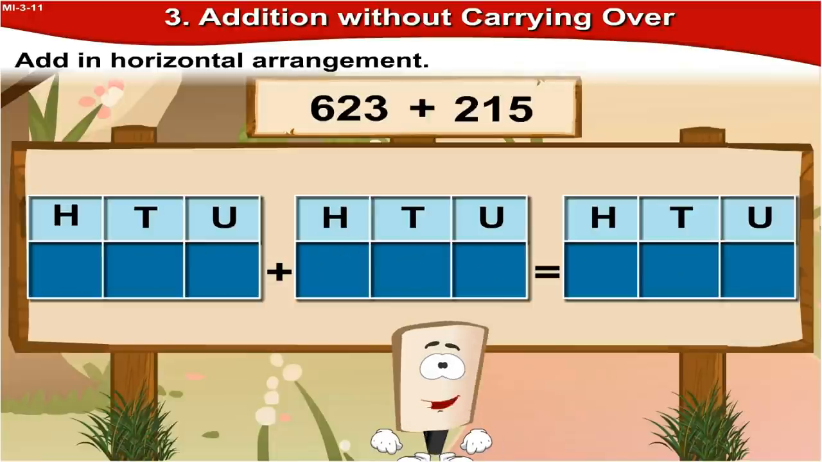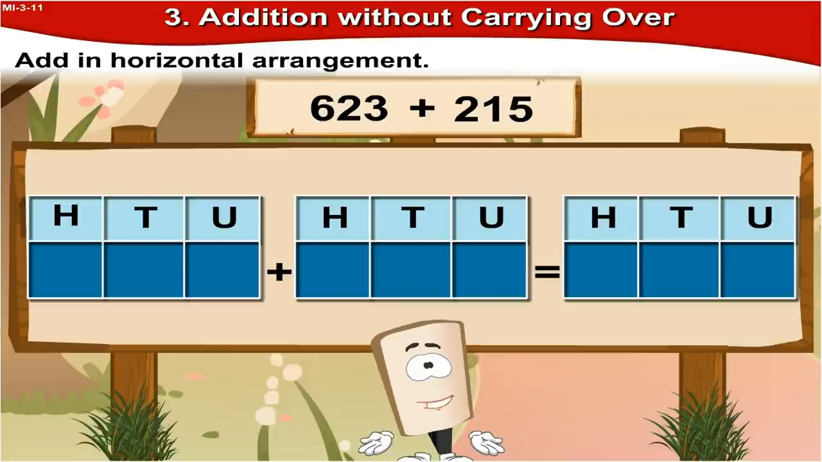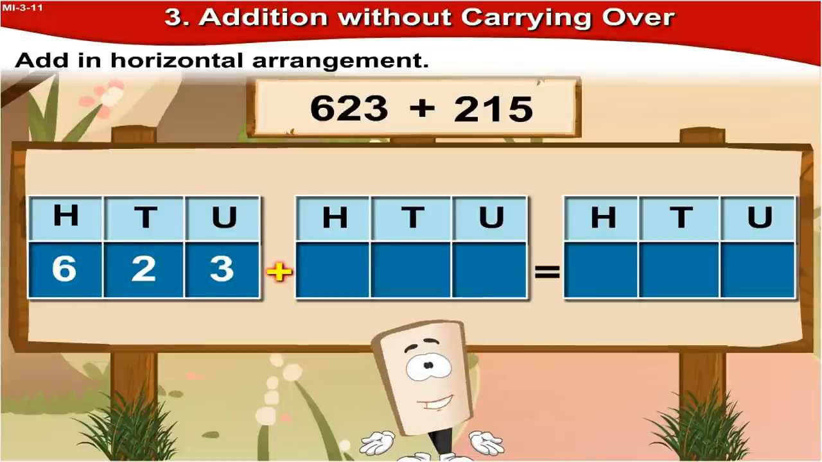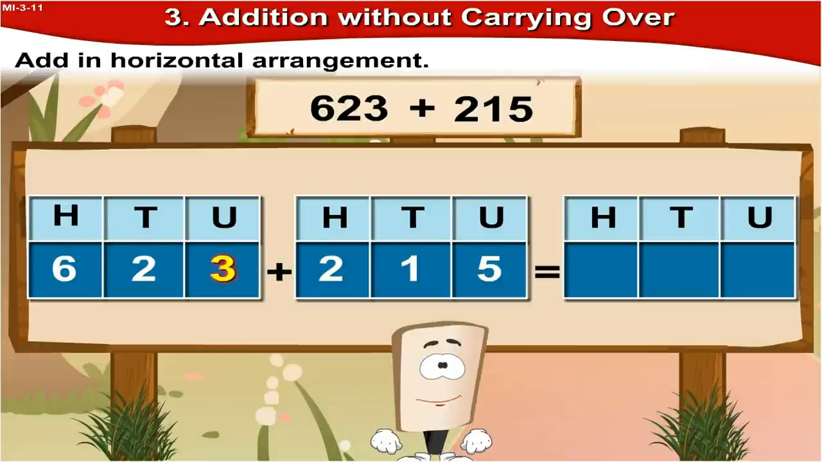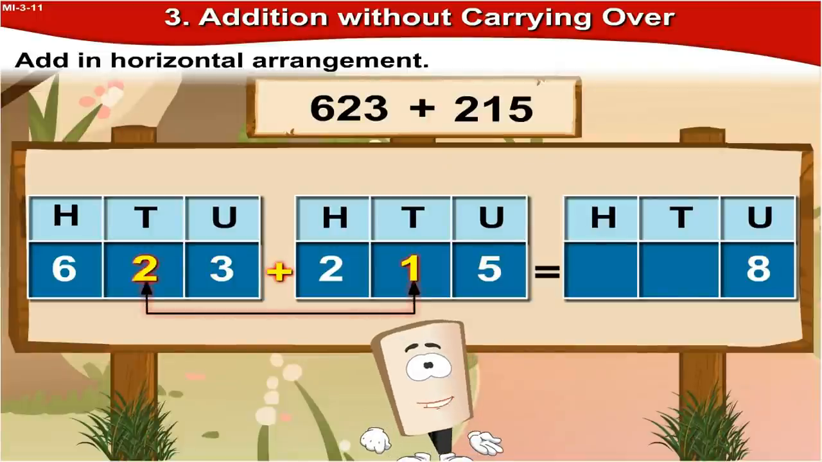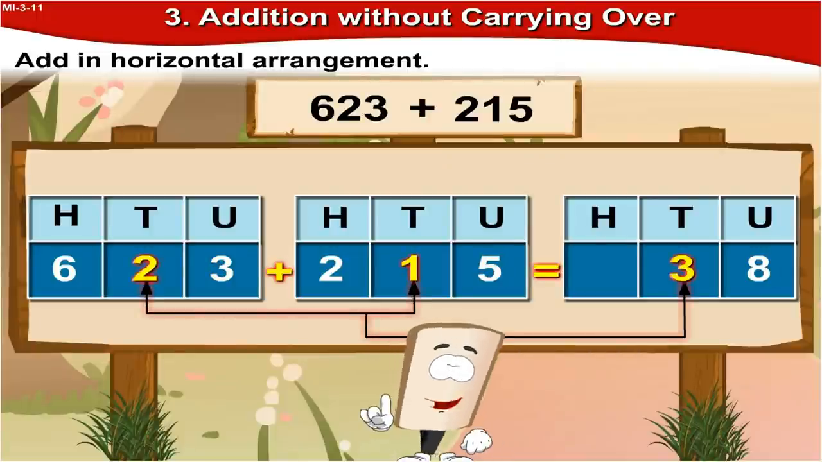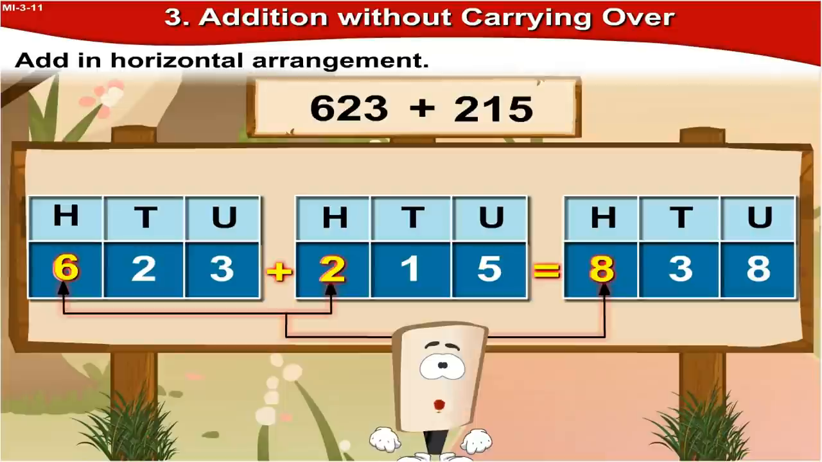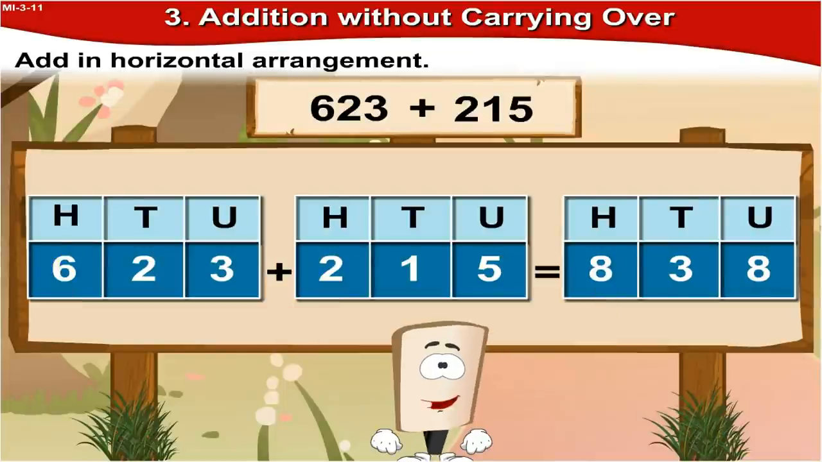Now the next sum, 623 plus 215. 623 means 600, 2 tens, 3 units, plus 215 is 200, 1 ten, 5 units. Now 3 units plus 5 units is 8 units, so write 8. 2 tens plus 1 ten is 3 tens, so write 3 tens over here. And 600 plus 200 is 800, so write 8 over here. So it is 838.